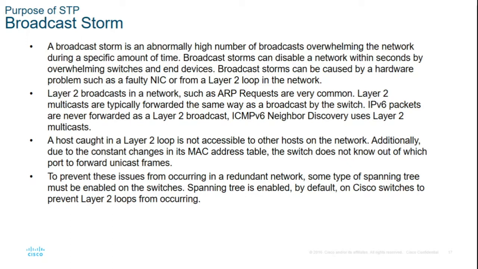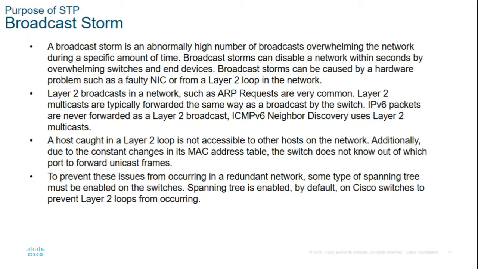A faulty NIC, or network interface card, or a Layer 2 loop can cause broadcast storms. ARP requests are sent as broadcast and are very common. Layer 2 multicast, the sending of messages or frames from a source to multiple destinations, is forwarded the same way as broadcast by the switch. IP version 6 packets are never forwarded as a Layer 2 broadcast, but as multicast.